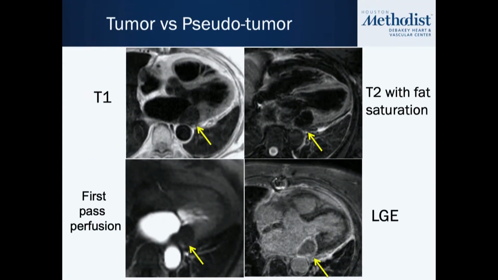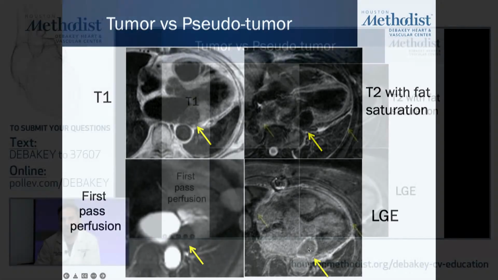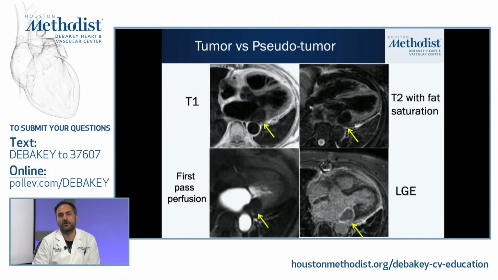T1, no signal, or usually when we say low or normal signal or low or high, it is compared to the myocardium. So you can see the myocardium here is grayish. This is dark. Same with T2. First pass perfusion is dark, and then on LGE you have only this rim around the mass of retained gadolinium contrast, but the center is dark. This is usually typical of caseous necrosis, mitral annular caseous necrosis.